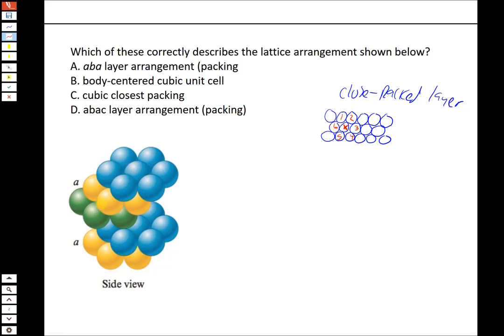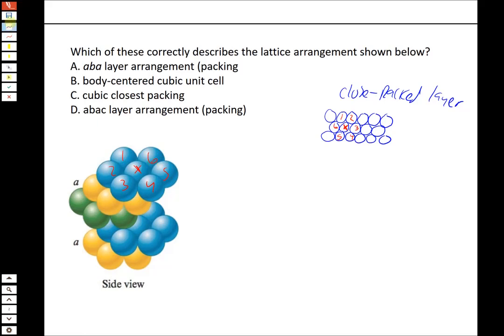So when we look at this picture here that we're asked a question about, so we're looking for which of these correctly describes the lattice arrangement shown below using this sort of layered type of approach, we can notice again that one atom in each layer is surrounded by 6 others. So we know that this is a close packed layer. Then we just have to identify what type it is.